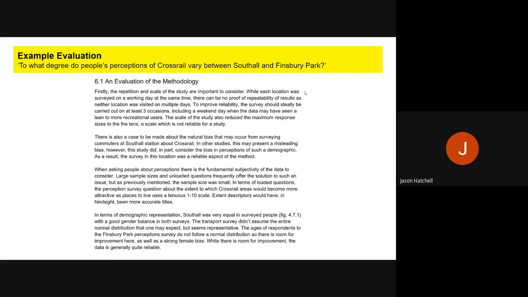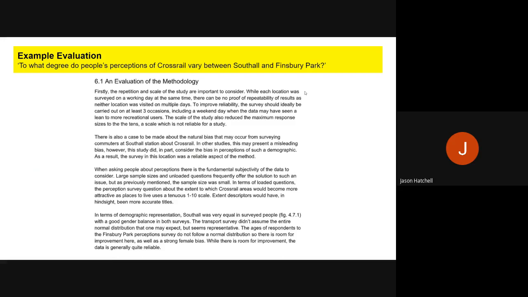They talk about the days they collected the data. The student also talks about natural bias and picking commuters and surveying them. The student also talks about people's perceptions and the fundamental subjectivity of the data they've collected. So a lot of their data was subjective. It wasn't fact-based, and therefore there is a questionable reliability of it.